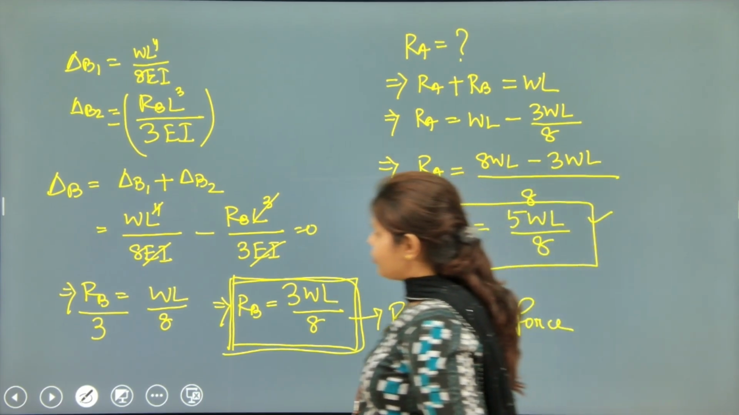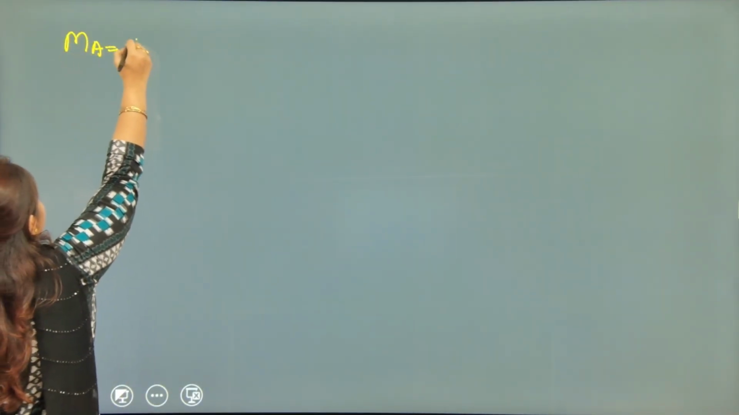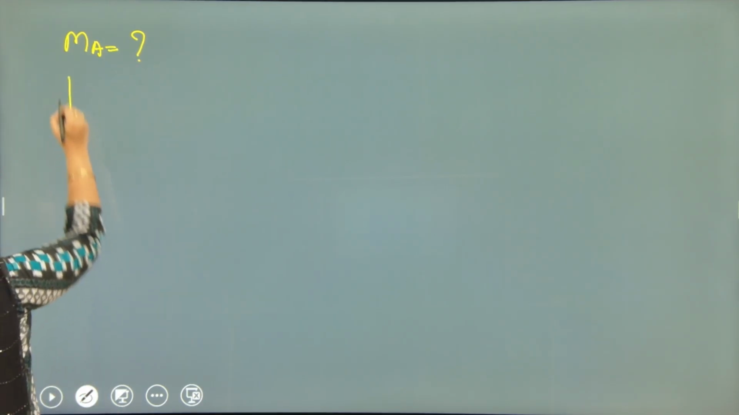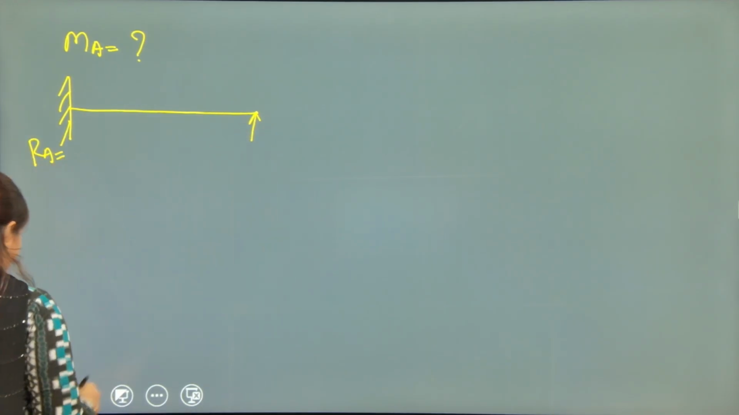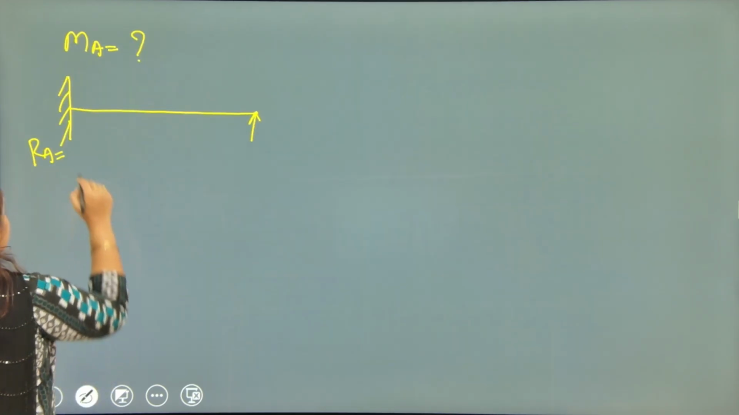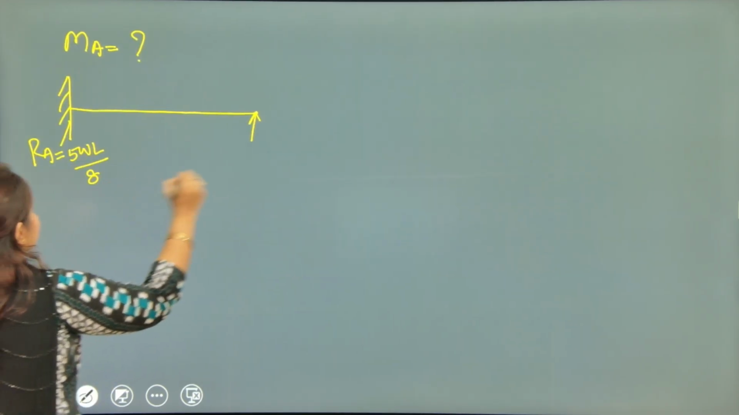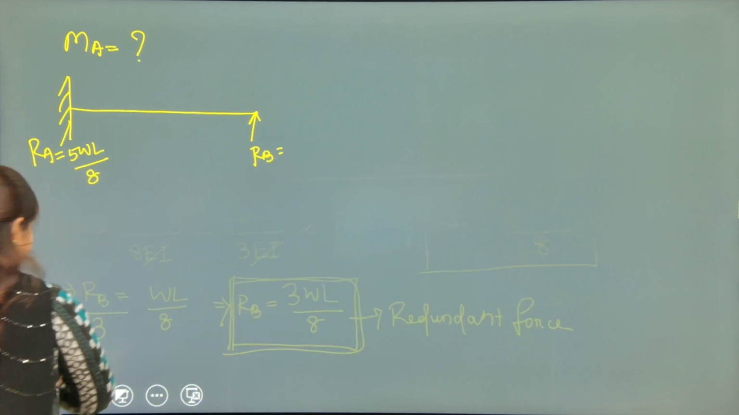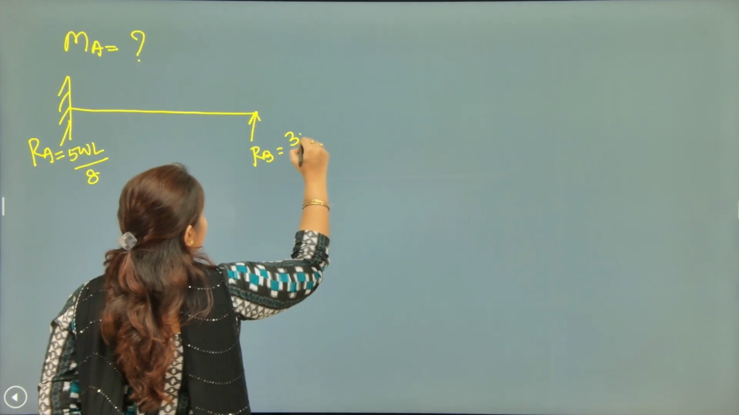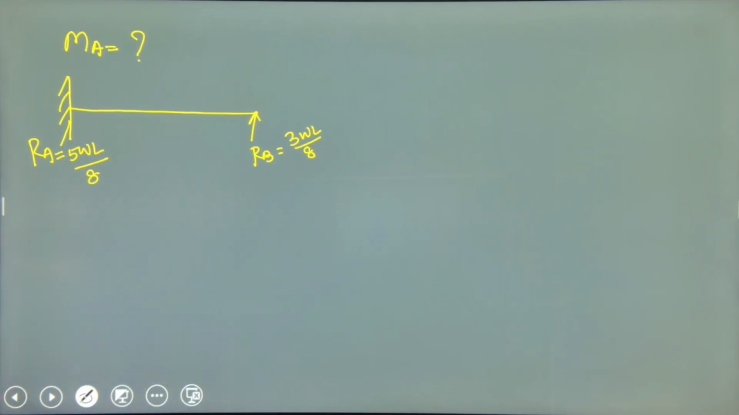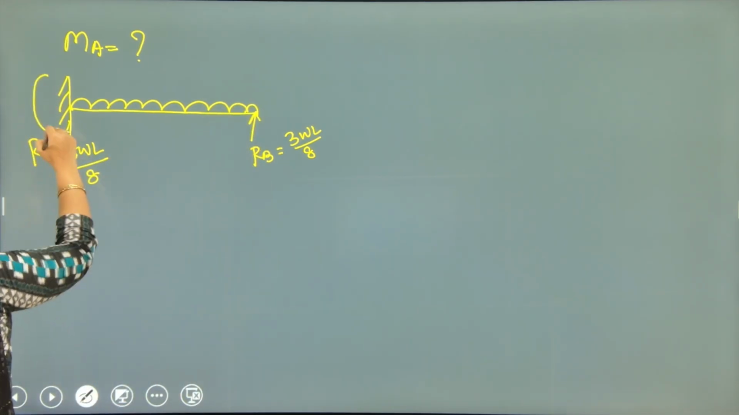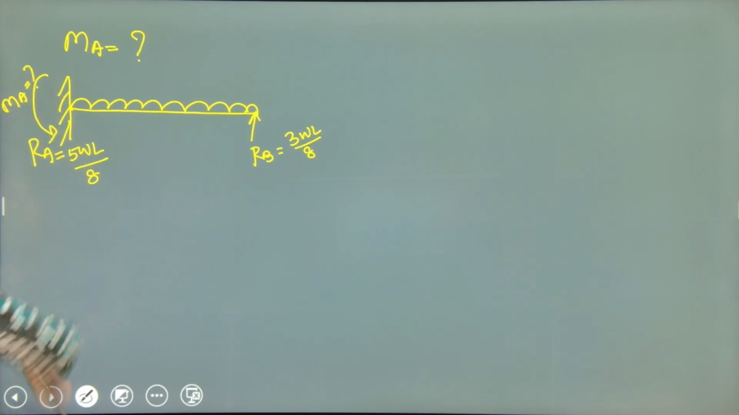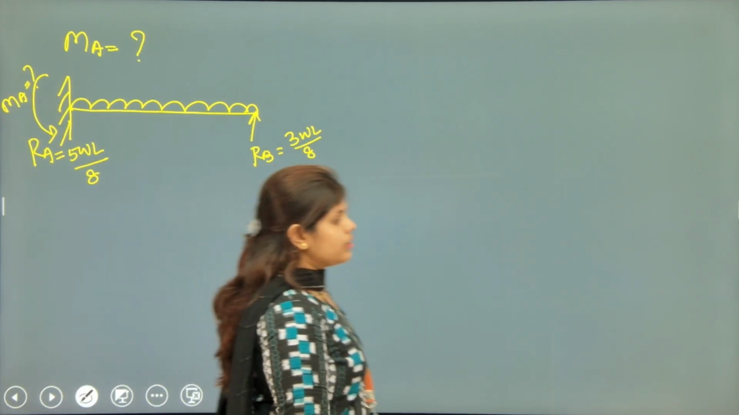Now we will go for calculation of the moment at point A. Let's make the structure as RA equals 5WL by 8 and RB equals 3WL upon 8. And what will be the moment at point A?